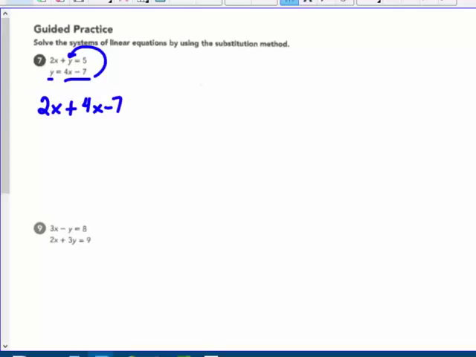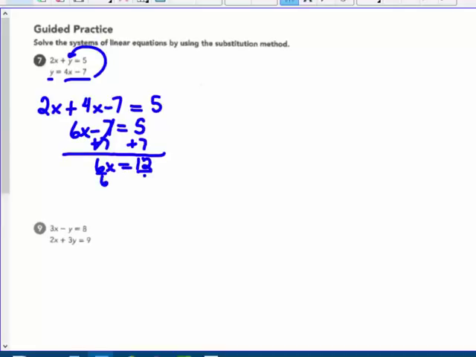So 2x plus my y, which I'm saying is 4x minus 7, has to equal 5. Combine like terms, you get 6x minus 7 equals 5. Adding 7 to both sides, you get 6x equals 12. Dividing by 6, you get x equals 2.